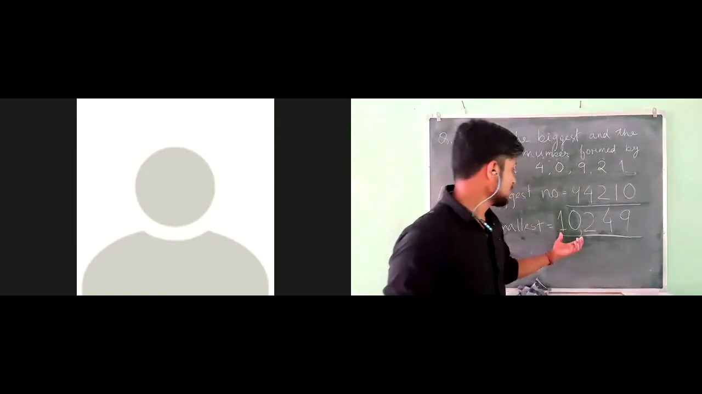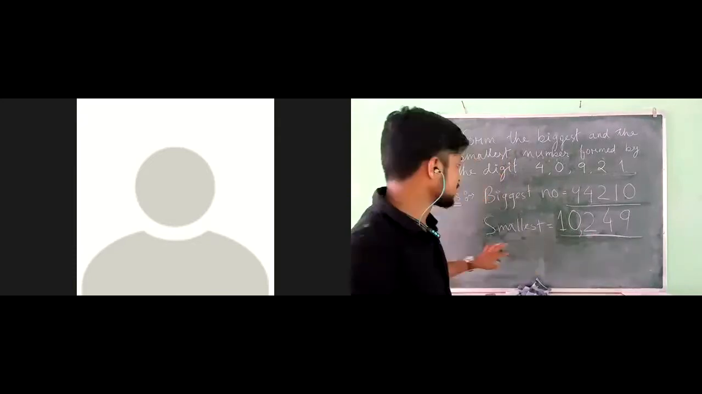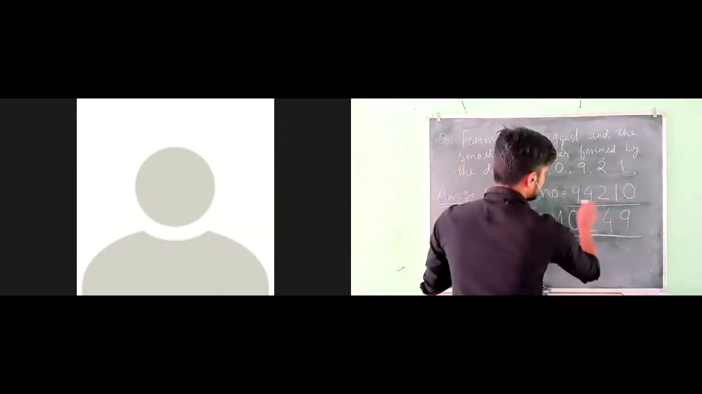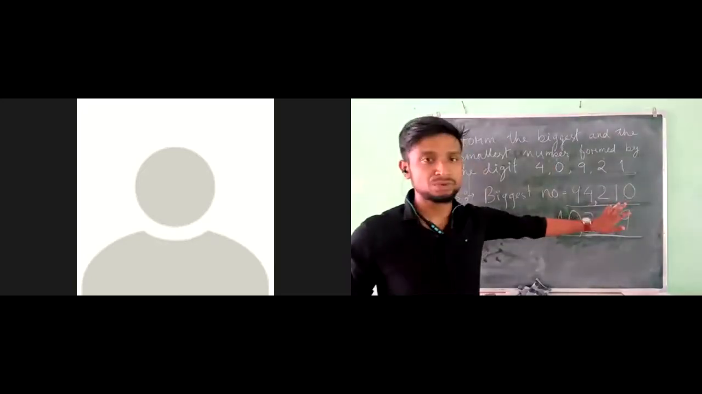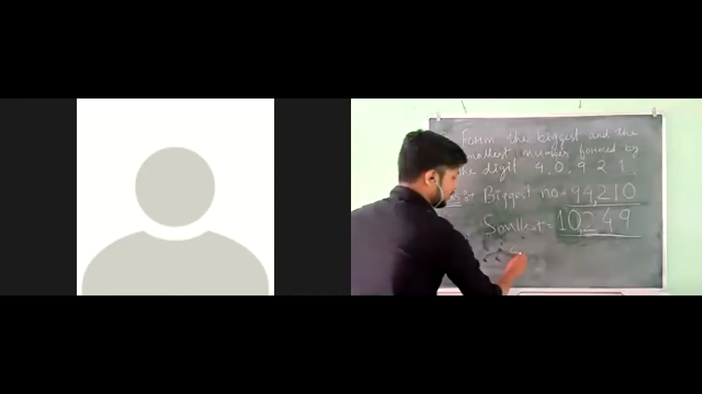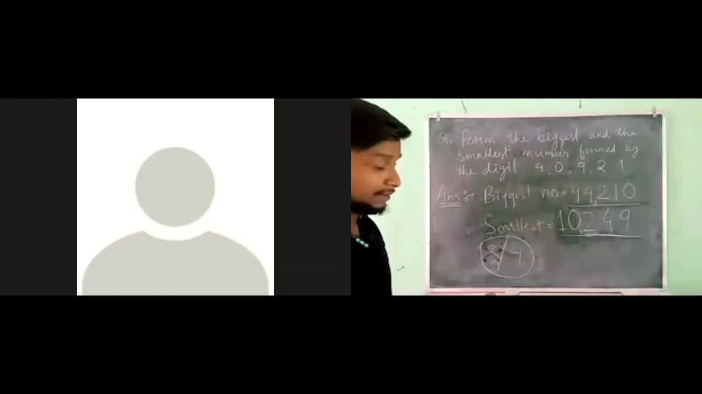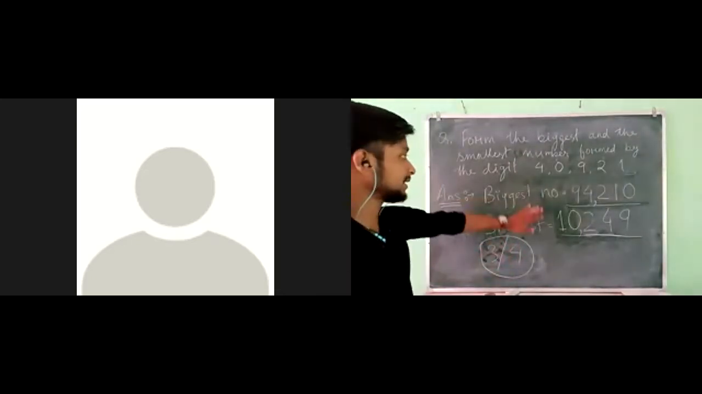So 10,249 is the smallest number and 94,210 is the biggest number. You have to put the commas this way. Alright? Now you have to do 3 to 4 sums from your exercise, of this similar kind.